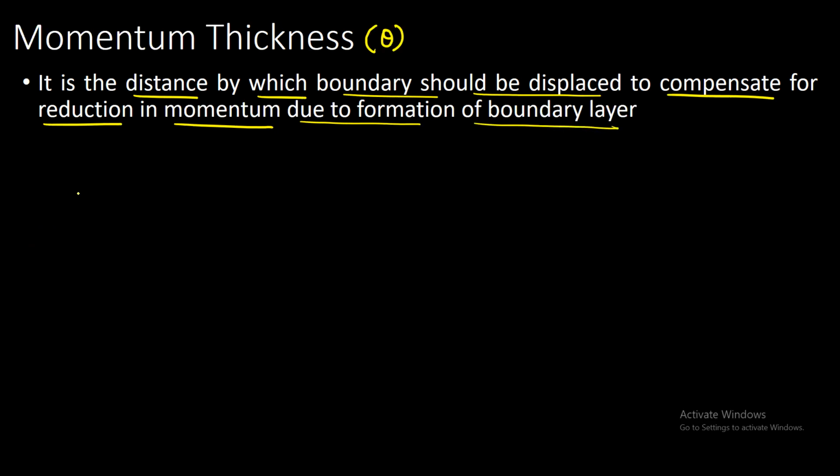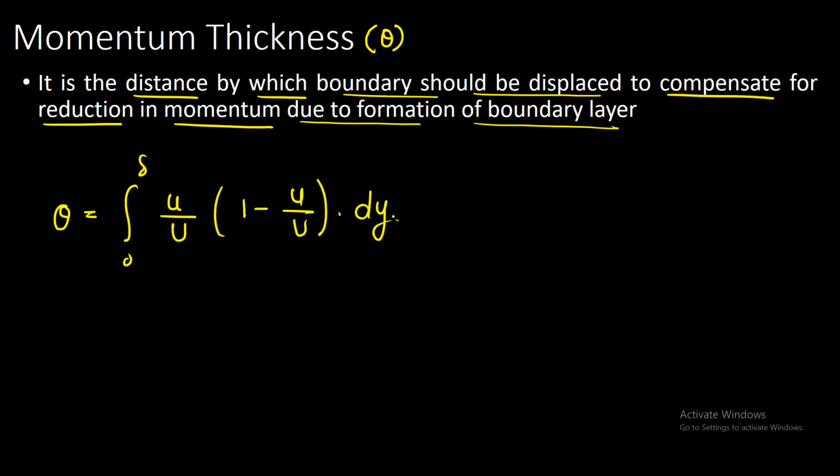I will give the mathematical equation for the momentum thickness. It is theta is equal to integration 0 to delta of u upon U (1 minus u by U) into dy. So this is the equation for the momentum thickness. Both these formulae are required to solve the problem on the boundary layer. In the next video, we will see how to solve the problem on the boundary layer.